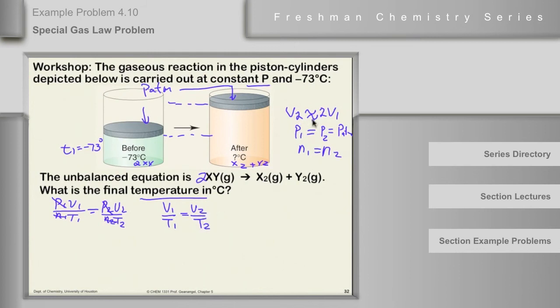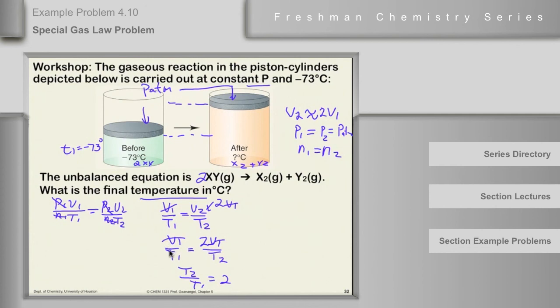But we said up here that V2 is about equal to 2 times V1. So if we put 2 times V1 in this, then the V1s cancel. Let's write it out. V1 over T1 is equal to 2 times V1 over T2. Okay? So T2 over T1 is equal to 2.